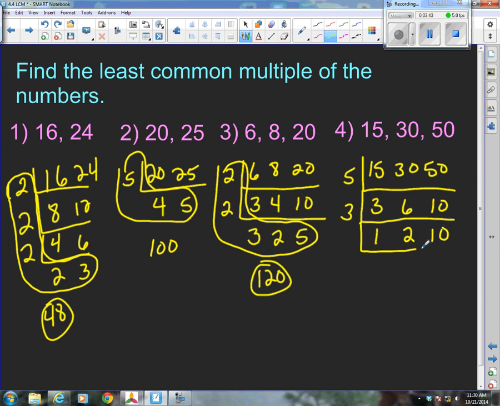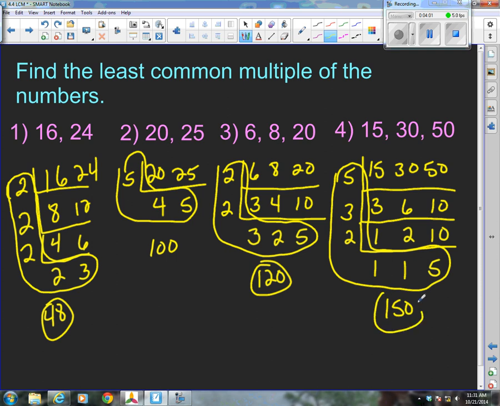Now look again. I've got a 2 and a 10. 2 goes into both of those. The 1 I'm bringing down. 2 goes into 2 1 time. 2 goes into 10 5 times. Now, if I multiply the L, not the side, 5 times 5 is 25. 3 times 2 is 6. 25 times 6 is 150. So I get an LCM of 150. Again, this should be a review for you. I think you did this last year.